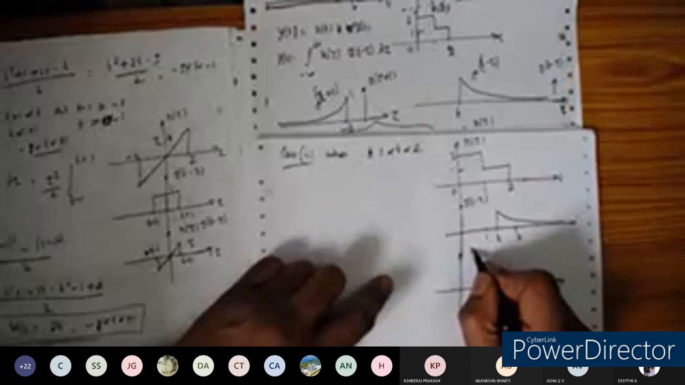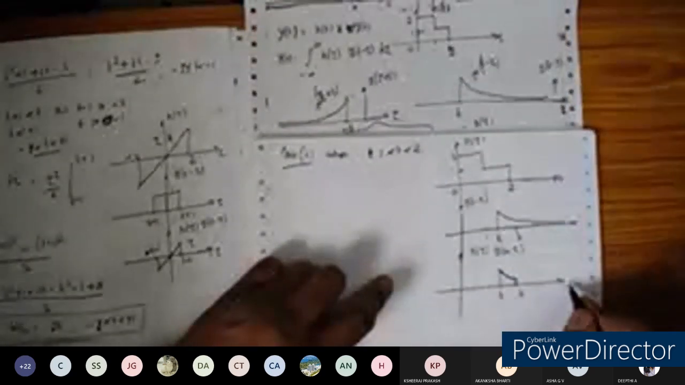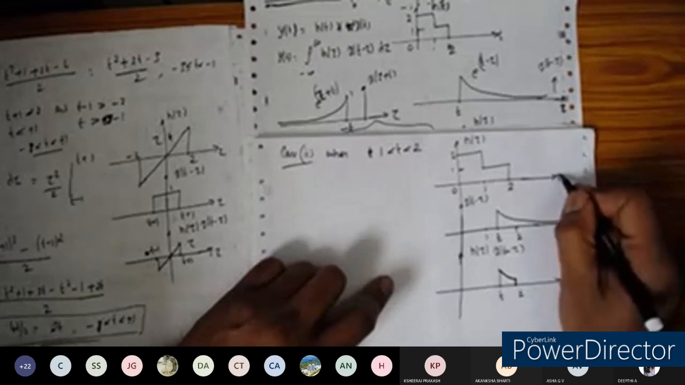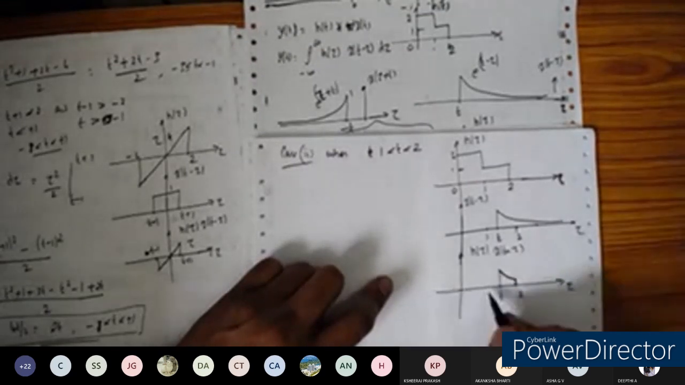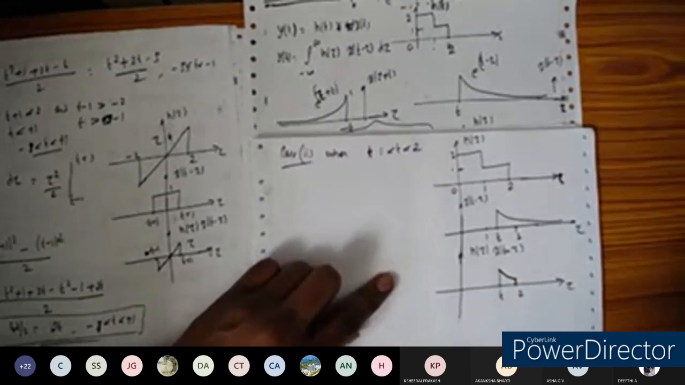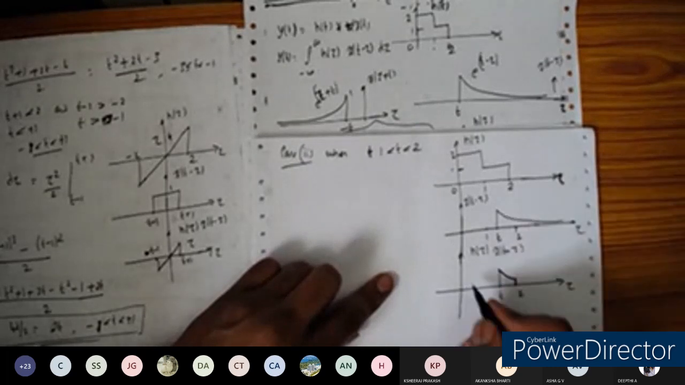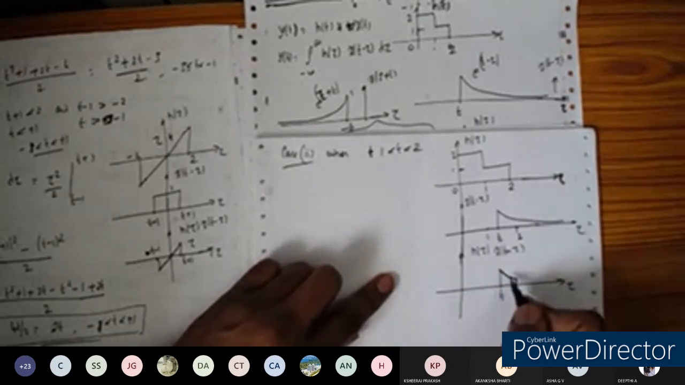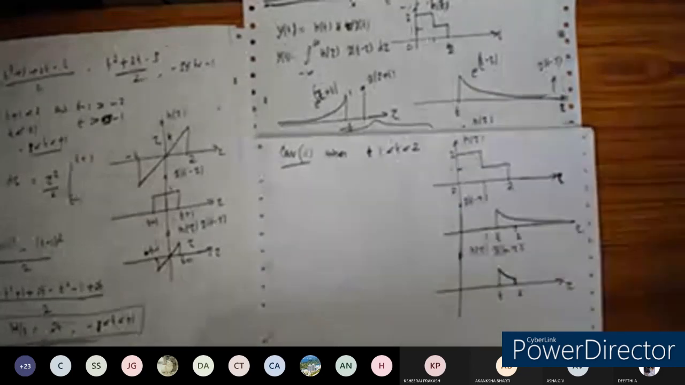So this is the product of h of tau into x of t minus tau. This is the tau axis, not the t axis. Then the corresponding amplitude is 1 multiplied by the corresponding value.